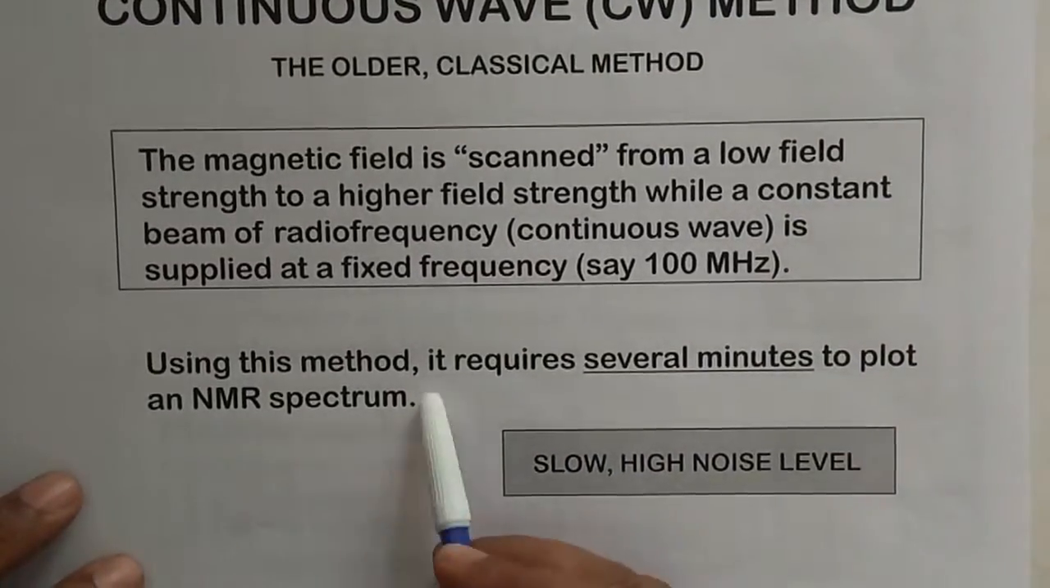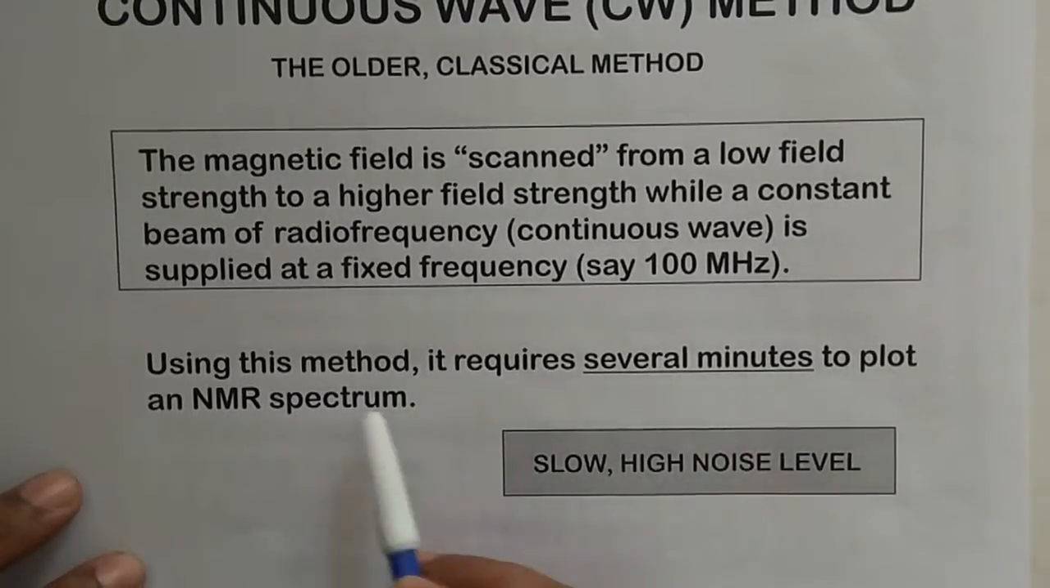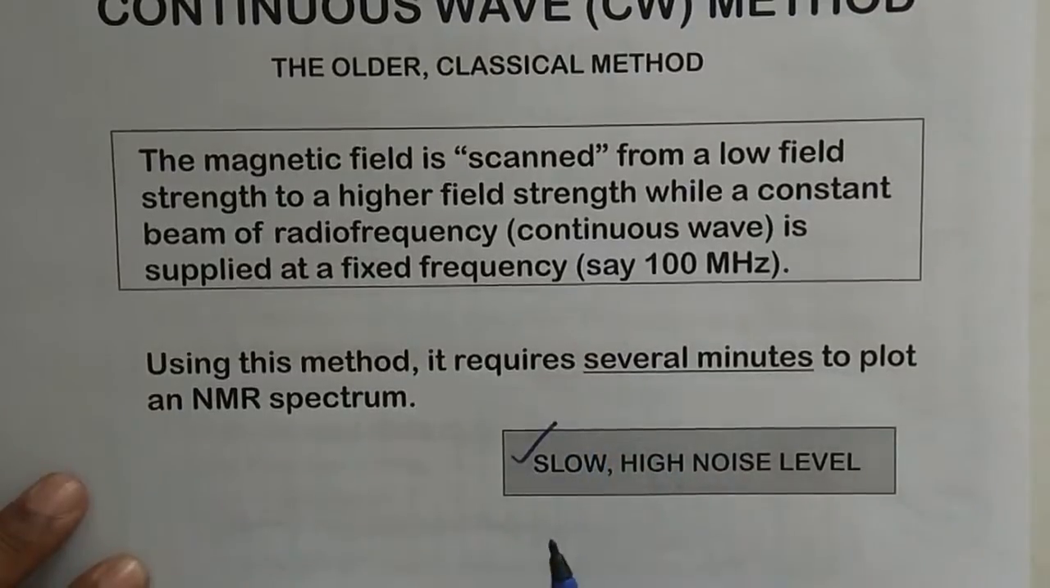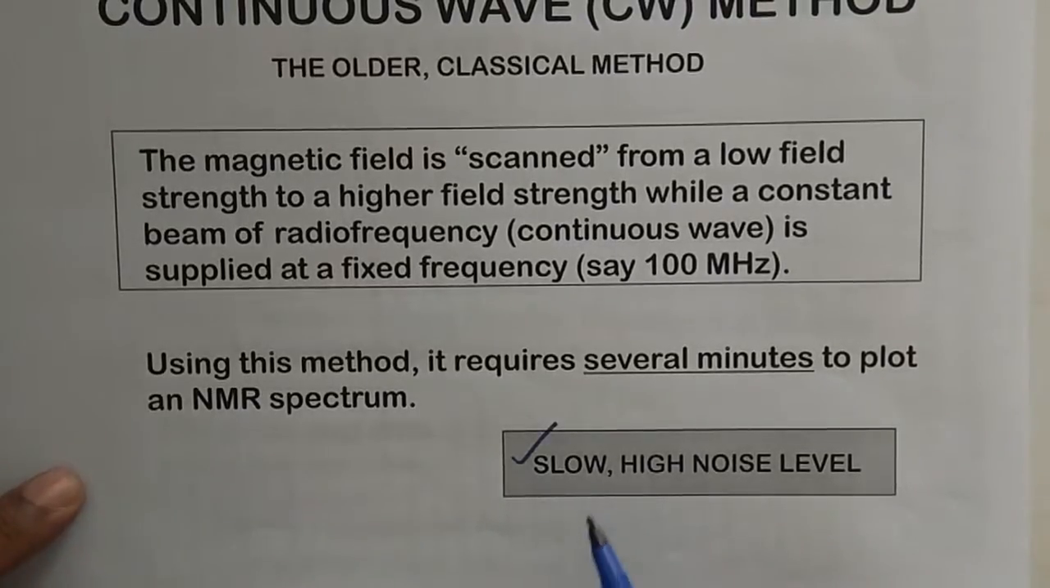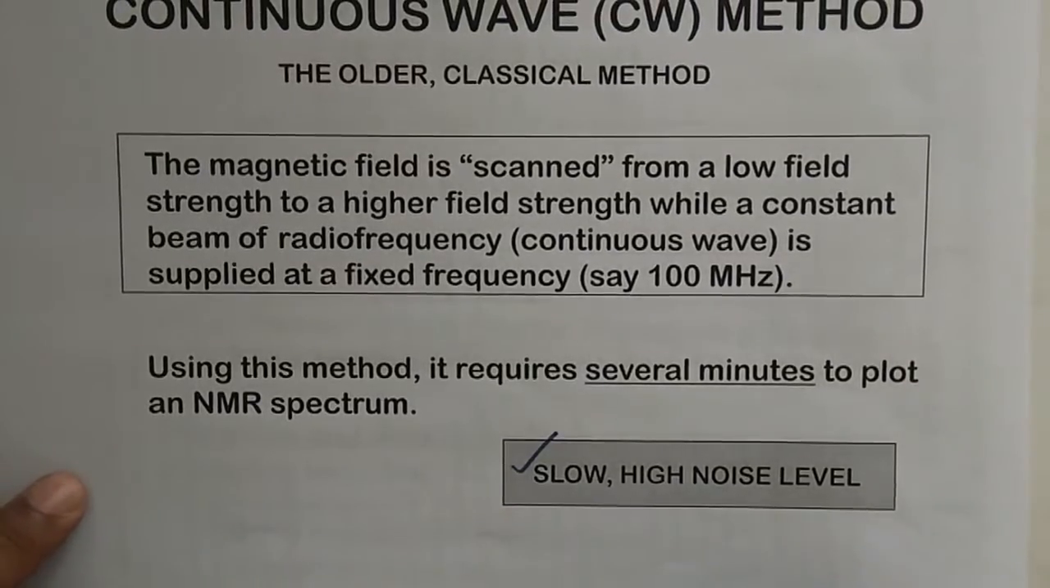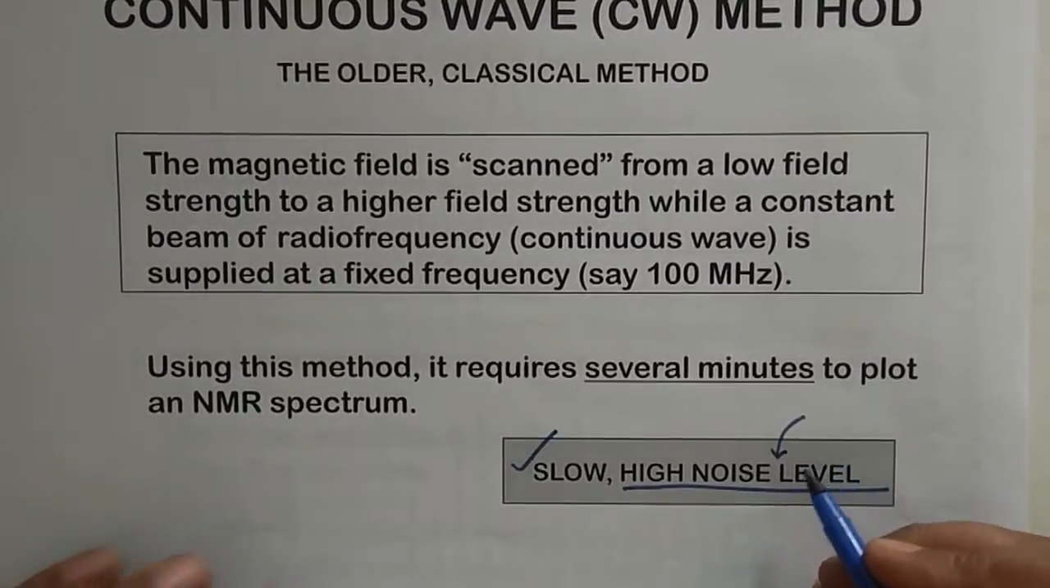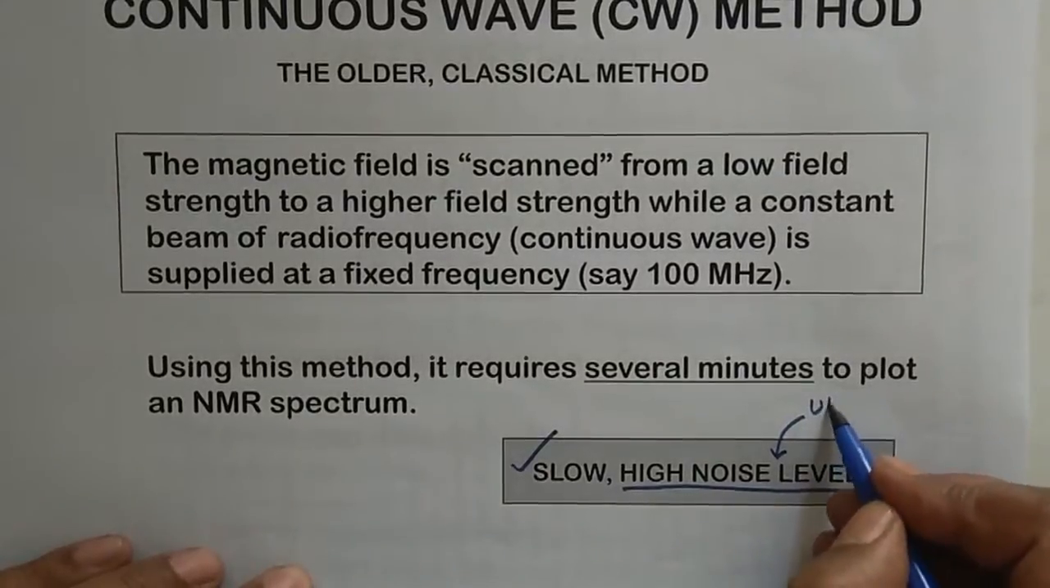Using this method, it requires several minutes to plot a spectrum, and this method is slow, because you are changing the magnetic field again and again and scanning your system, so it takes time. So this is a slow process. And there is a very high noise level. If you know a little of electronics, then you should know what noise is. Noise is unwanted signal.